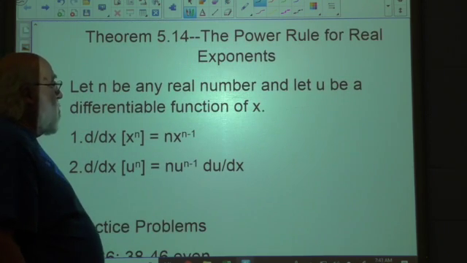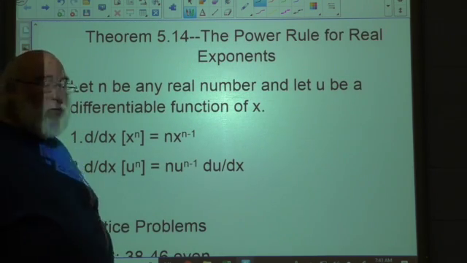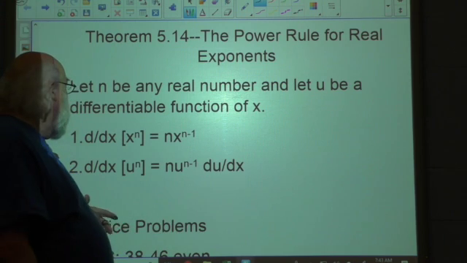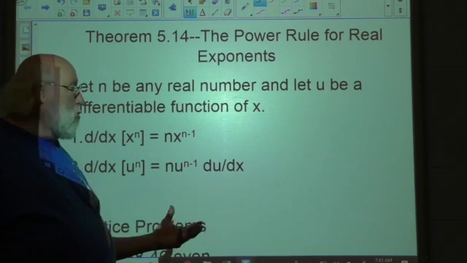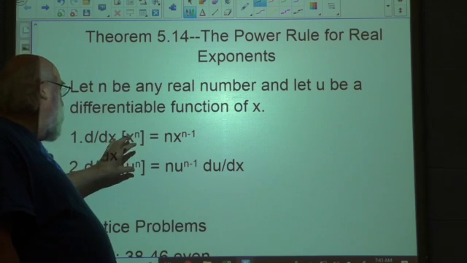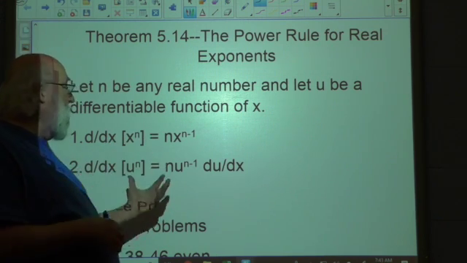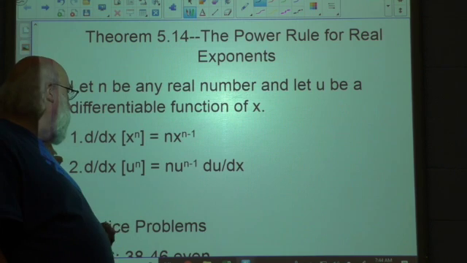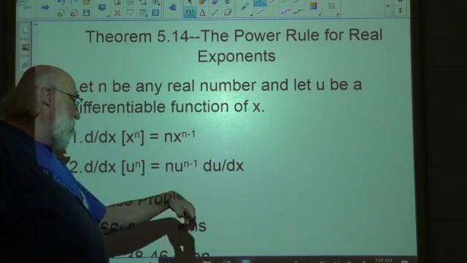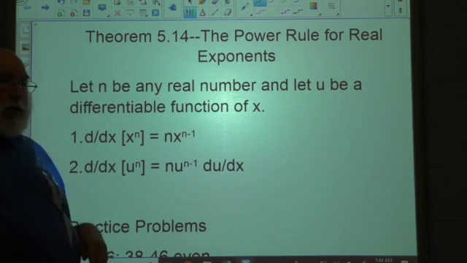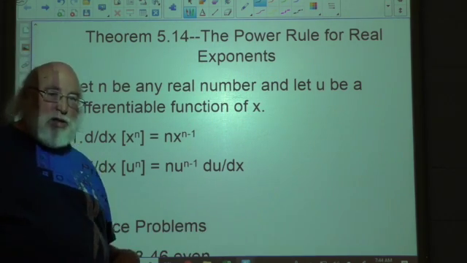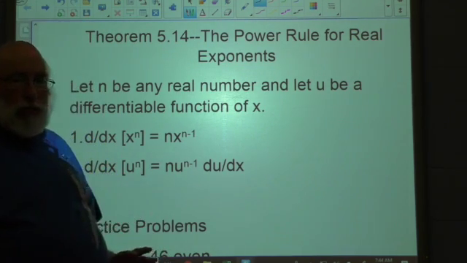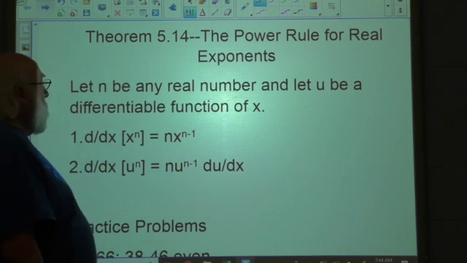Theorem 5.14, power rule for real exponents. Nothing new here. This is the same basic idea as what we dealt with in chapter 2. The only difference is the context we're dealing with now, but it's exactly the same. You bring n in front, and then you subtract 1 from the exponent. Same with the u, same thing, du dx. So your job for this assignment is to find which of these 6 fit the problem that you're dealing with. So let's take a look at that.